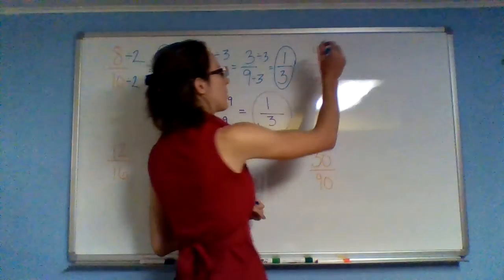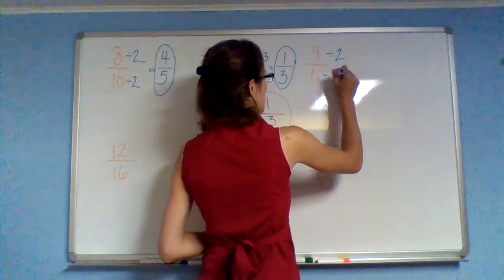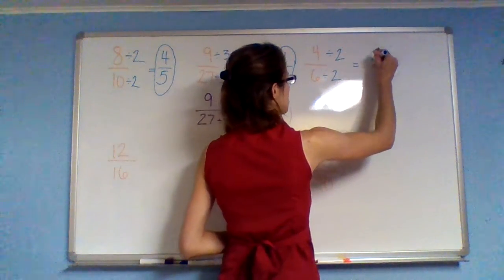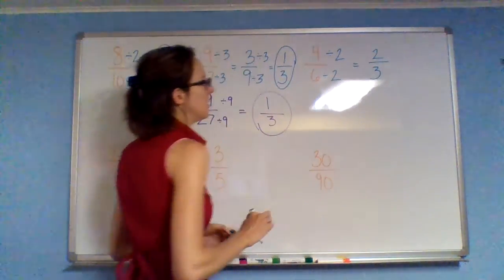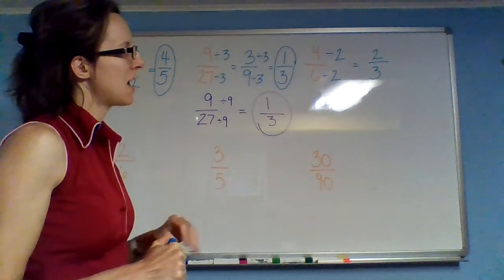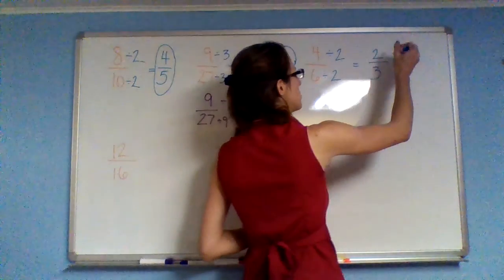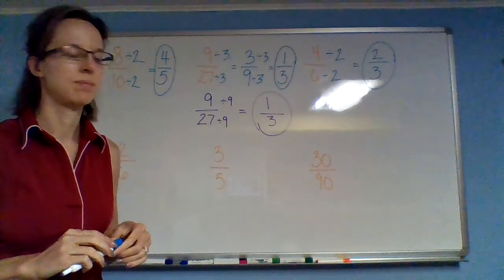4/6. 4 and 6 are both even numbers, so I can divide top and bottom by 2. When I do that, 4 divided by 2 is 2. 6 divided by 2 is 3. The top number is still even, so I could try dividing by 2 again, but since the bottom number is a 3, I know that's not going to divide out. So 2/3 is the simplest form of 4/6.